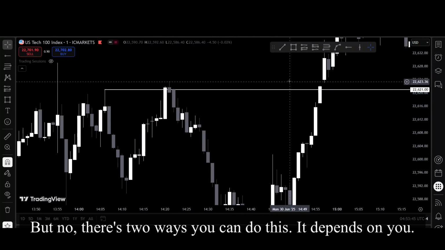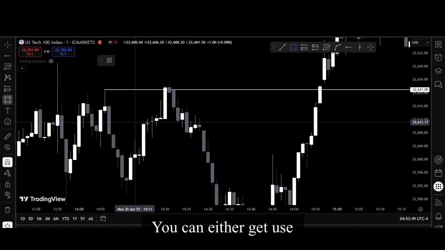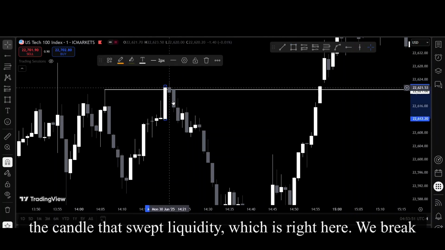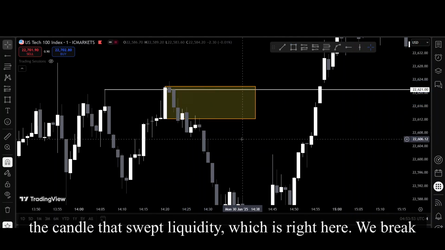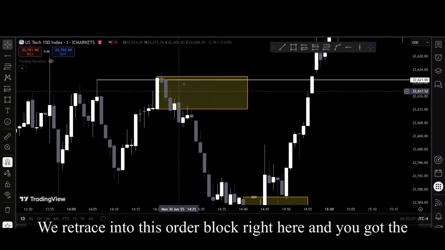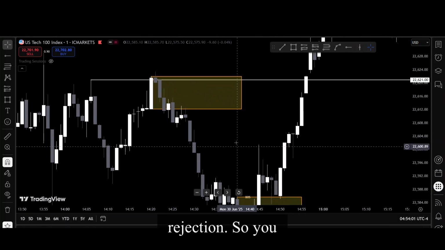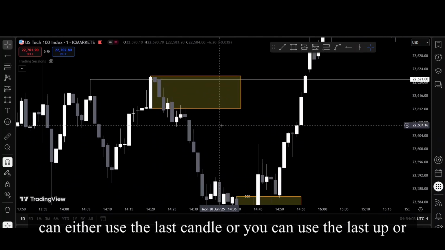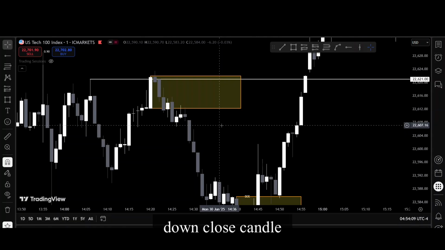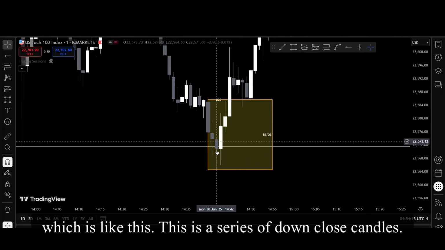But no, there's two ways you can do this. It depends on you. You can either use the candle that swept liquidity, which is right here. We break structure right here. We retrace into this order block right here, and it got a rejection. So you can either use the last candle, or you can use the last series of up or down close candles, which is like this. This is a series of down close candles.